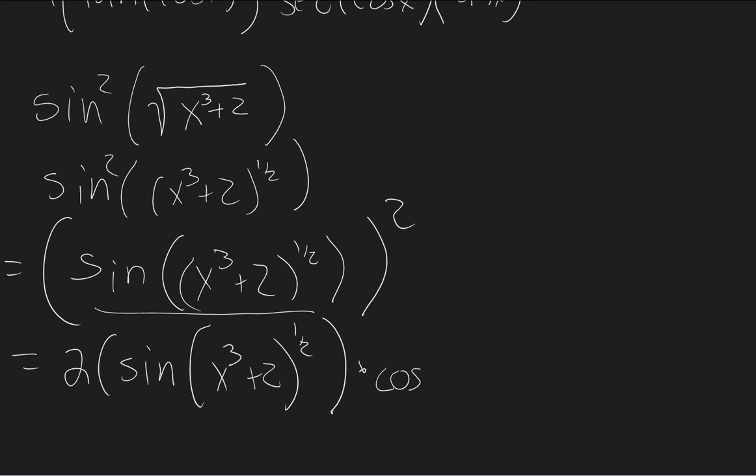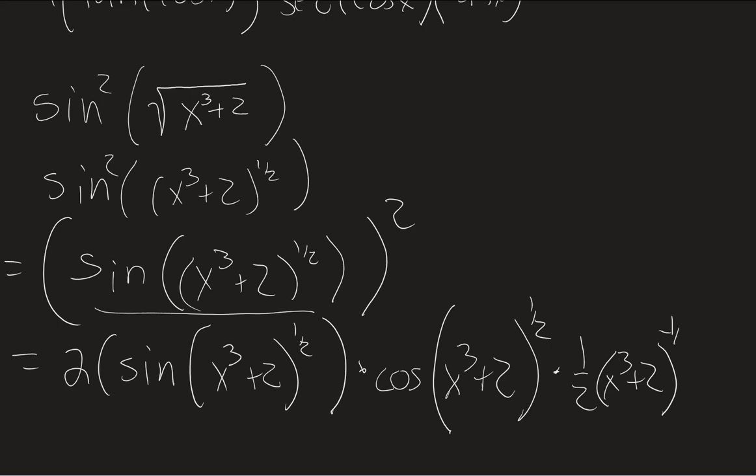Now I multiply by the derivative of the inside of this. So that's going to be 1/2 x to the third plus 2 to the negative 1/2, because I have to subtract 1 from 1/2. 1/2 minus 1 is 1/2 minus 2 over 2 is minus 1/2. And now times the derivative of the inside of that, which is 3x squared.